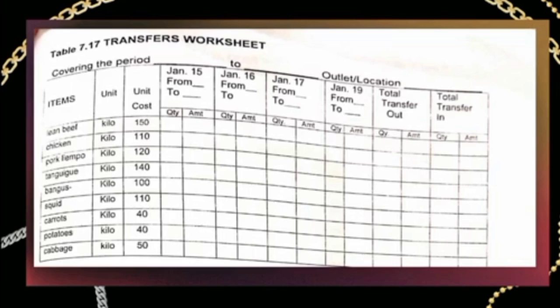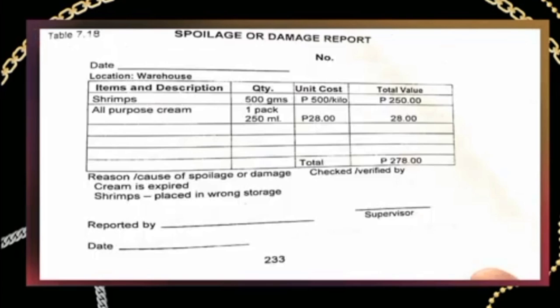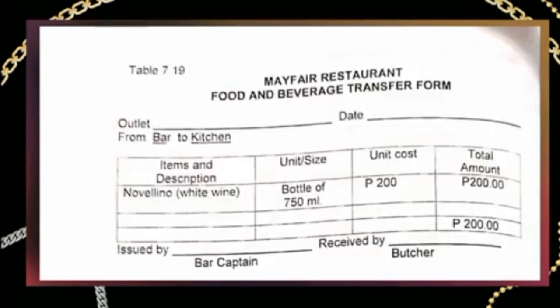Transfer transactions are as follows. First, material used for research and development. Second, complimentary items, transfer from one store to another, and return to commissary. So this is the spoilage or damage report. This worksheet records all spoiled or damaged items, which is necessary as this affects food cost. And this is the food and beverage transfer form. This worksheet records all food and beverage cost.